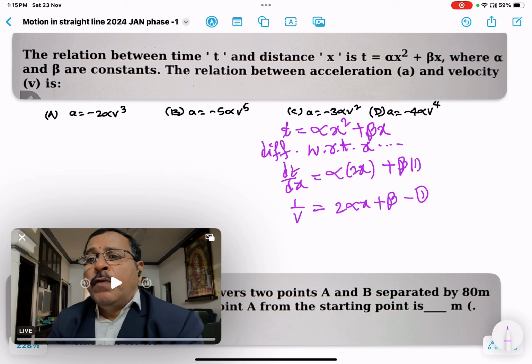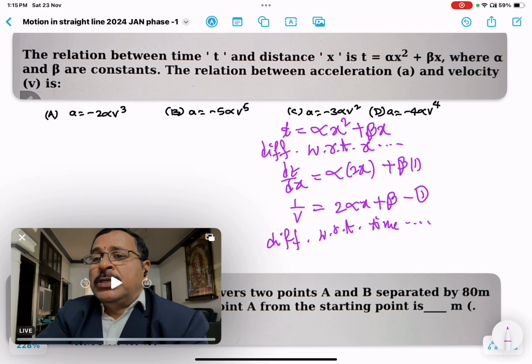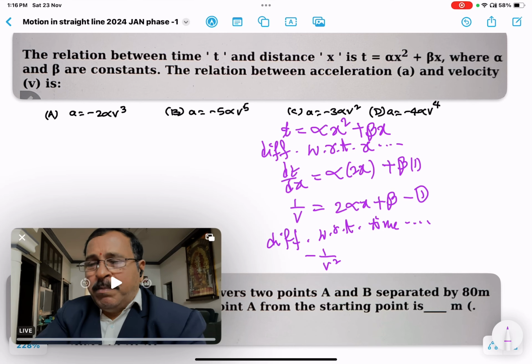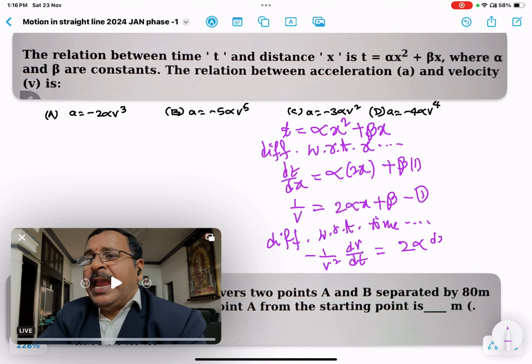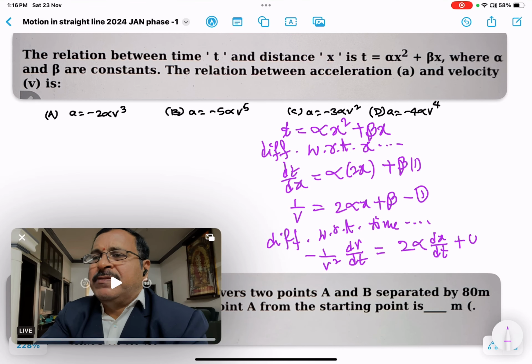Now we want acceleration also. How can you get acceleration? If you differentiate with respect to time. Again I am differentiating with respect to time now. So what happens? The differentiation of 1 by v with respect to time is minus 1 by v square dv by dt, right? You know this, all MPC students. That equals 2 alpha into the differentiation of x, dx by dt, plus beta, which is a constant, so that is 0.